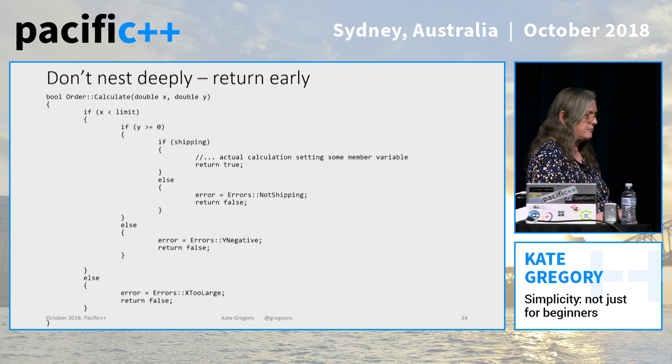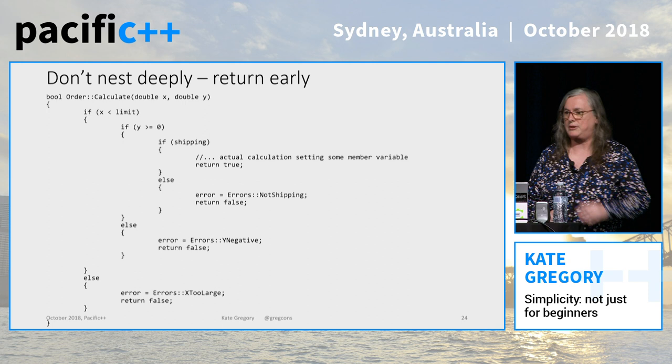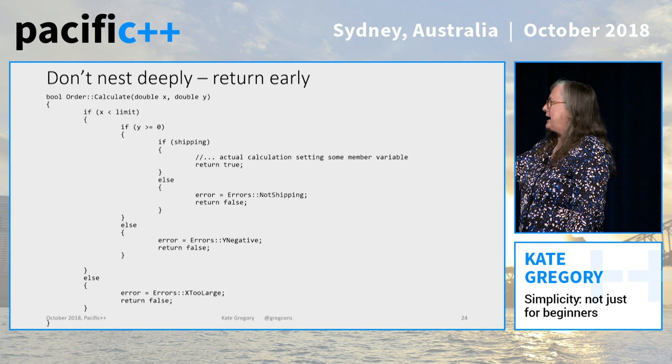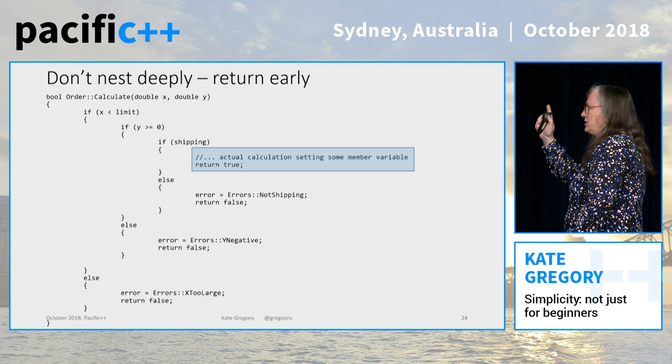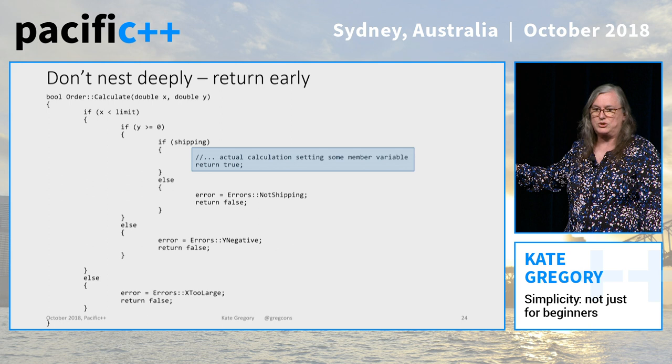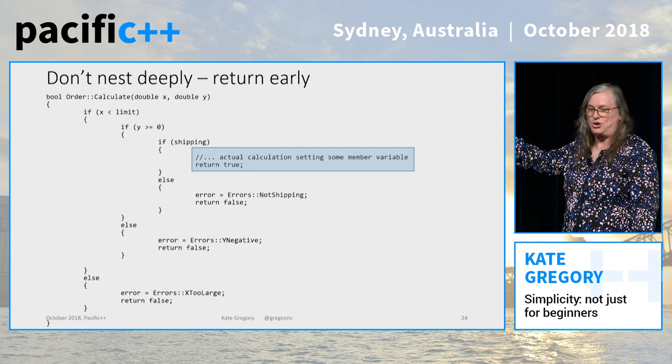It's called arrow code. I know the font is small. I know you probably can't read it, but what it's doing is it's making sure that a number of preconditions are met. X has to be less than a limit, Y has to be greater than or equal to 0, and some Boolean called shipping has to be true. And if all of those happen, the good stuff happens. The problem with this code is the good stuff is really hard to find. Right? It's also reasonably difficult to match up the error codes or error messages to the errors, and if you are the intern on your second day who is asked to add another condition to this function, I predict you will not do it correctly.